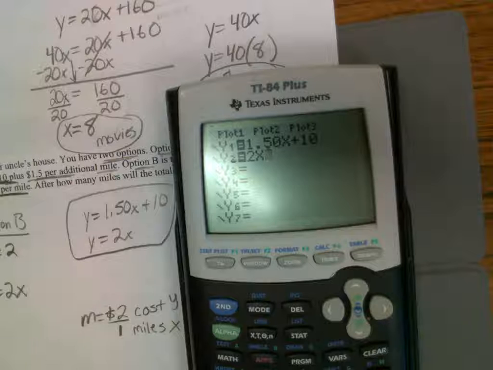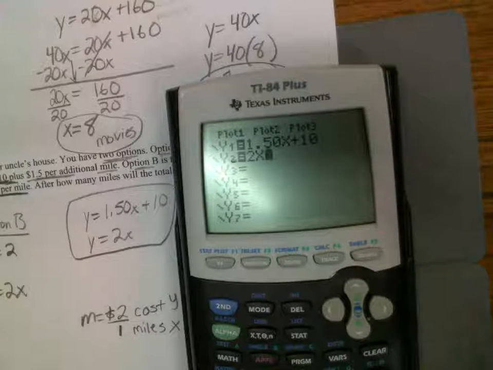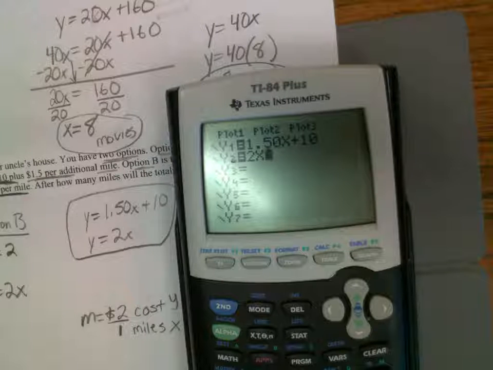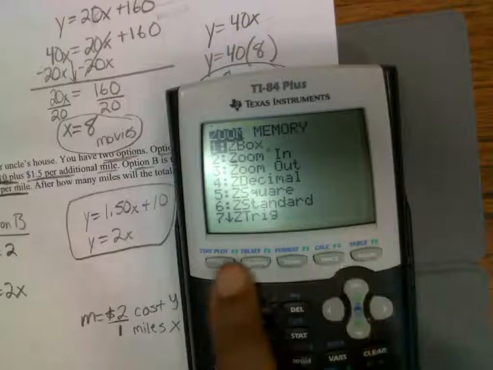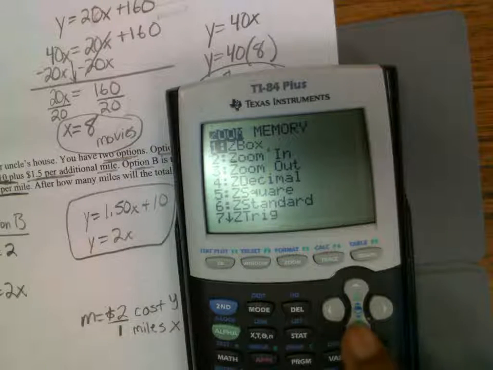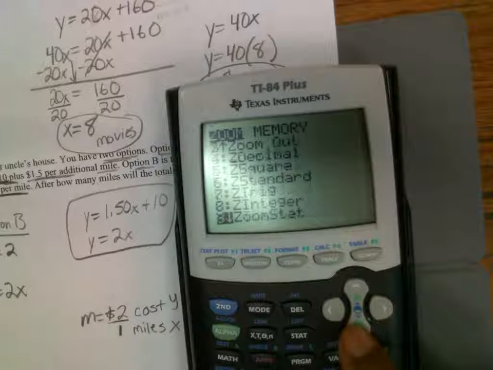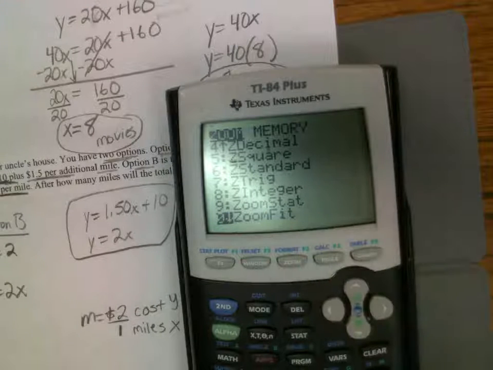All right, so now to graph it, I'm going to allow the calculator to figure out a good coordinate plane for these lines. So I'm going to press zoom. Zoom is at the top of the calculator. I'm going to go down to zoom fit and press enter on zoom fit. This is the calculator deciding what coordinate plane to use. For the most part, it usually chooses a good coordinate plane for you, especially if you find it difficult to figure out what X and Y values to use.